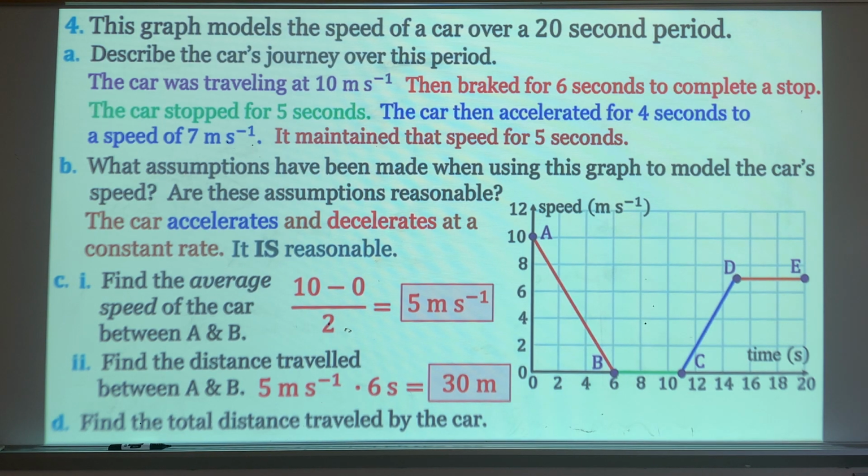All right? And then finally, the total distance traveled by the car. This one you have to solve each piece individually.